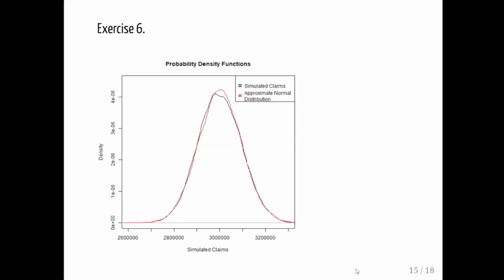So it does indeed fit the data quite well. So the red plot is the approximate normal distribution. The black line underneath is the simulated claims that we've done previously earlier in the exercise, and they do match up quite closely, I think. So I think that's a success. Okay, we'll leave it there.